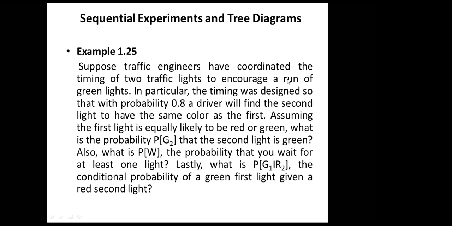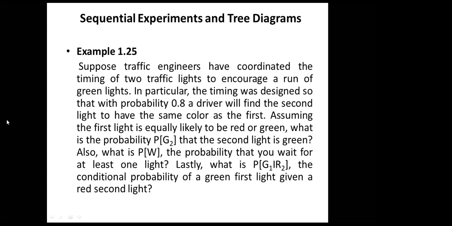Lastly, what is the probability of G1 given R2? The conditional probability of a green first light given a red second light. So there are several questions. At first, we need to find the tree diagram, otherwise we will not be able to solve. So let's draw the tree diagram.